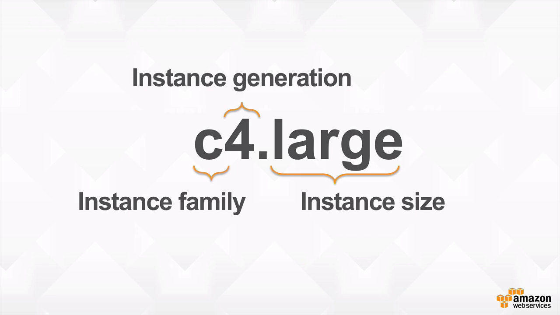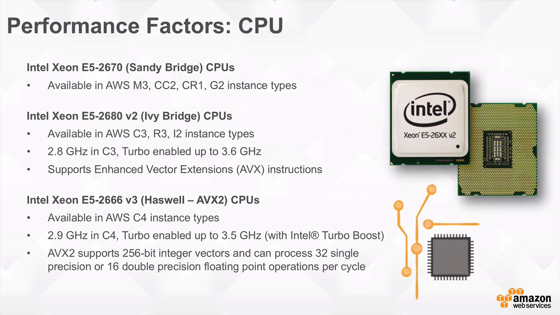So when you're looking at the name of an instance, the instance family is denoted by the first prefix, so the C for CPU, the R for RAM. The instance generation is the number, so the higher that is, the more recent the generation is. And then you have your instance size: small, medium, large, X large, 2XL, 4XL, 8XL. So you can tell at a glance what kind of instance you're running and roughly how big it is as well. Let's move on now and talk a little bit about performance factors.